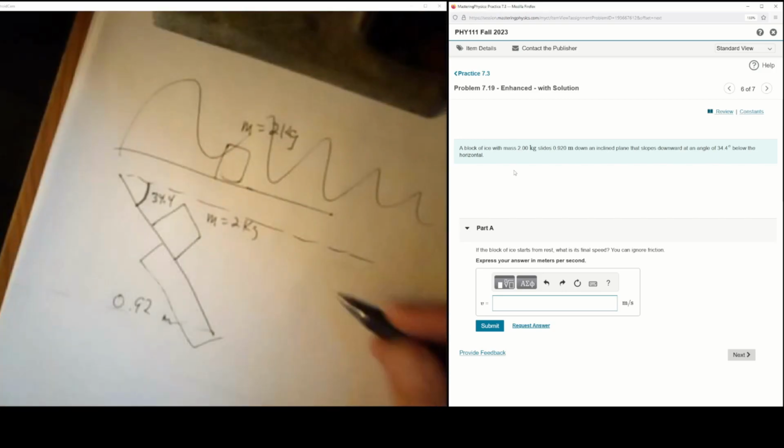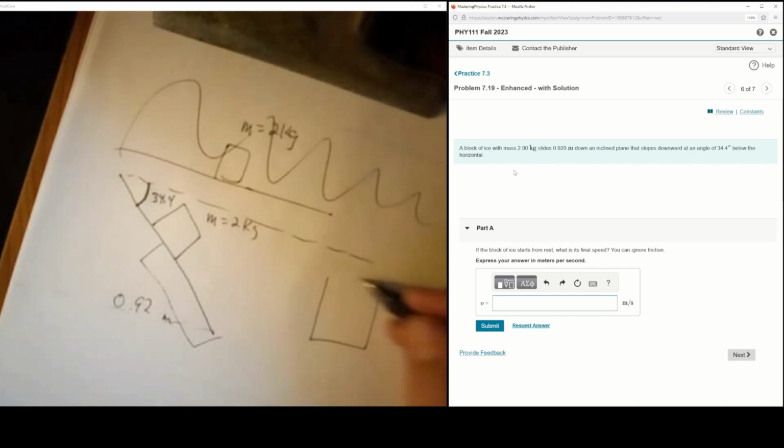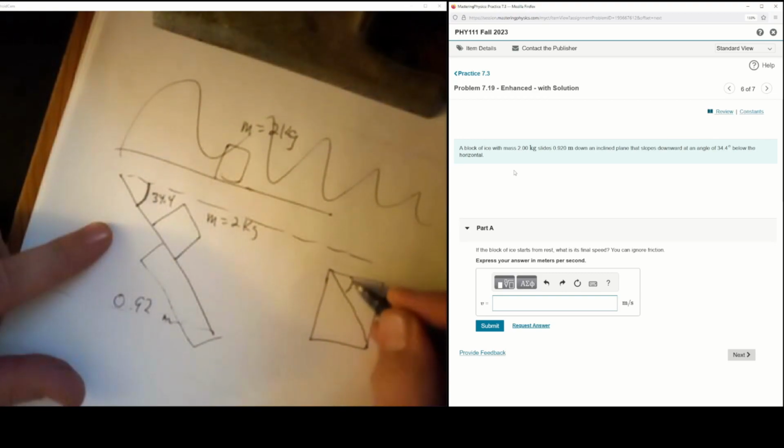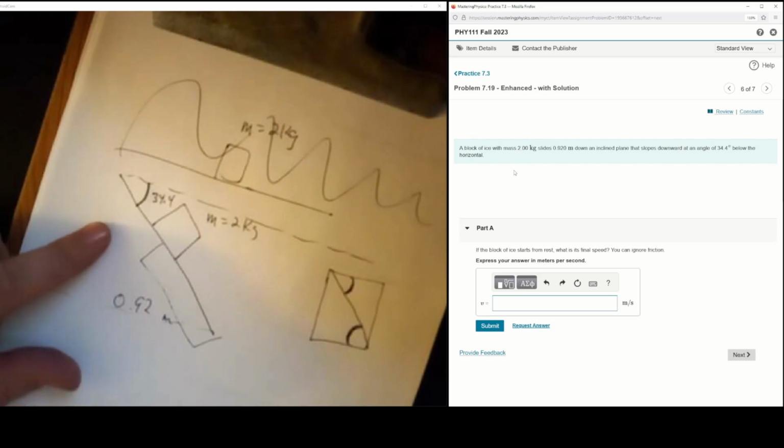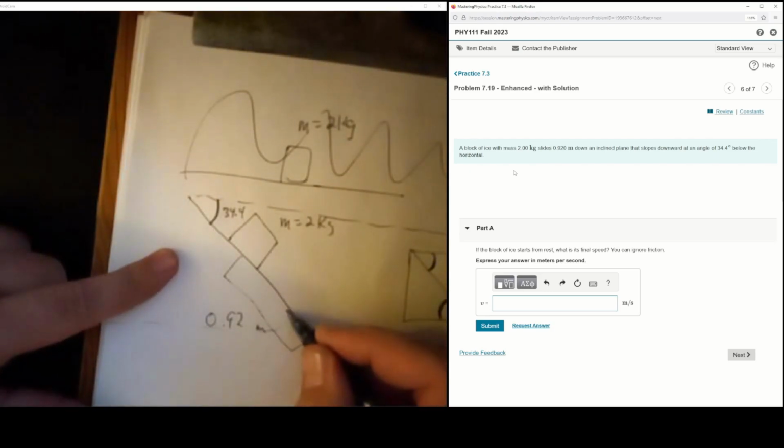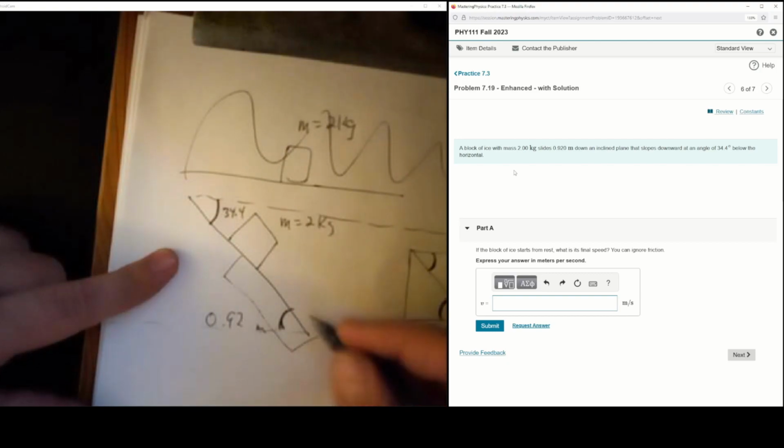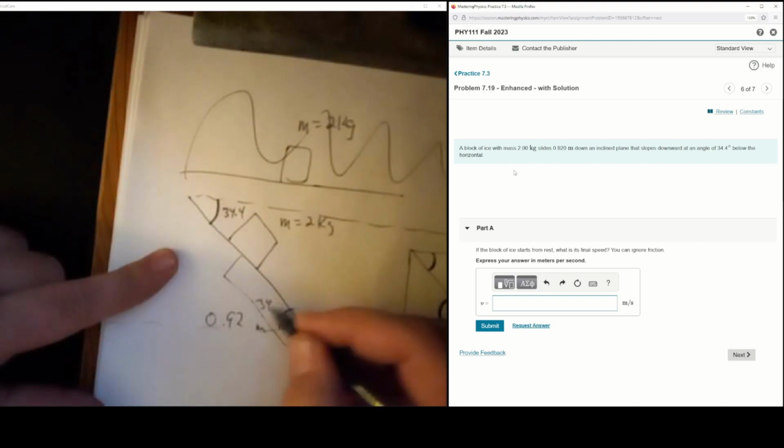And let me just draw this really fast. Let me draw a rectangle, and let me split it into two right triangles. So the angle they're giving us is this one right here. That angle is also the same angle right here. So in other words, the angle right here is also 34.4.